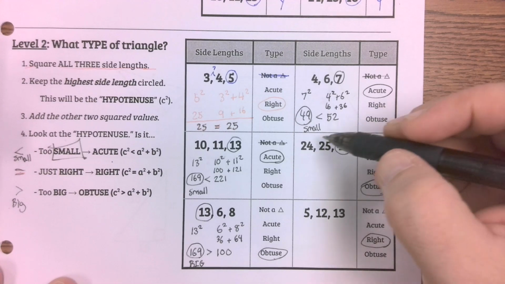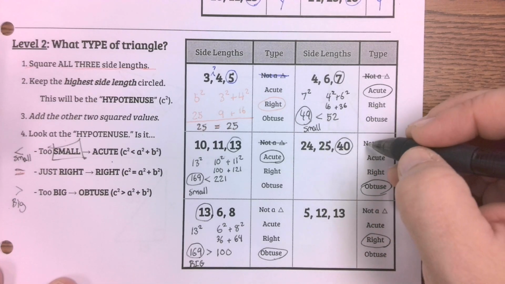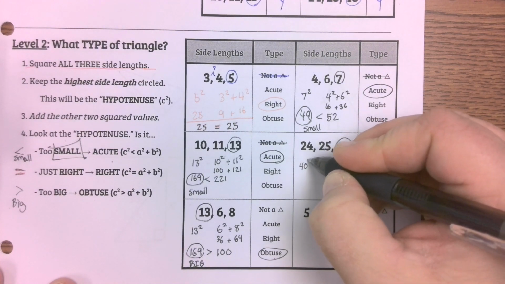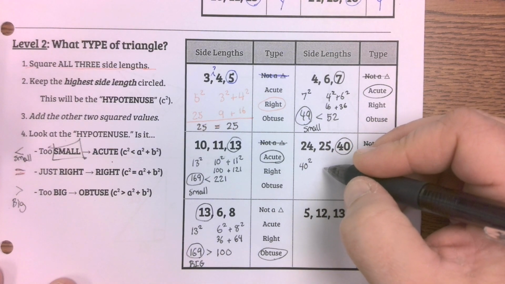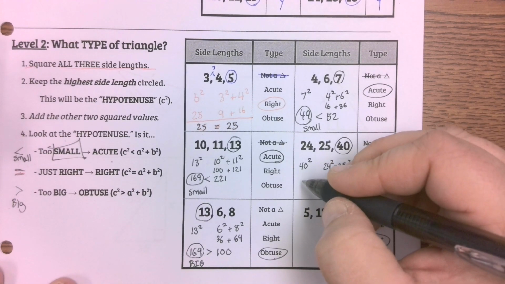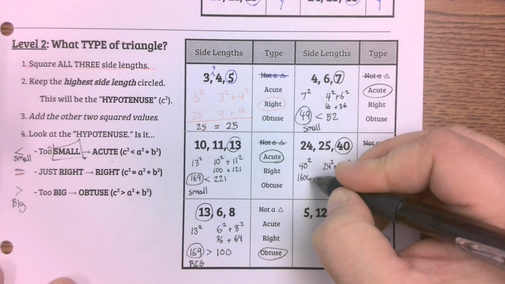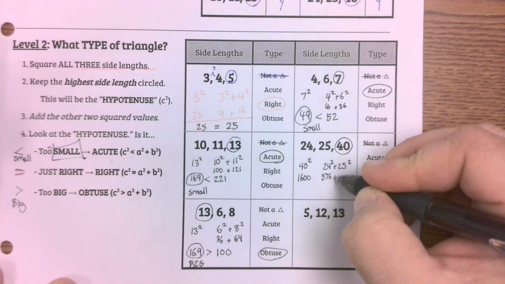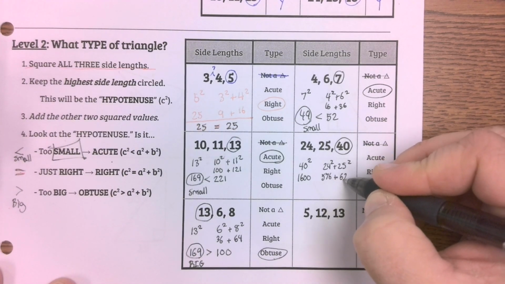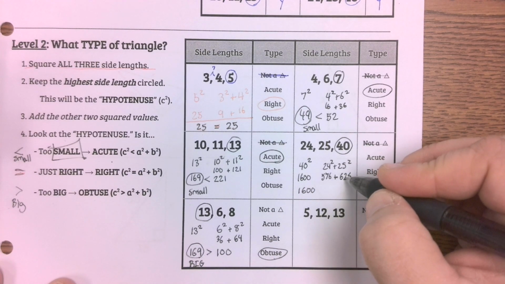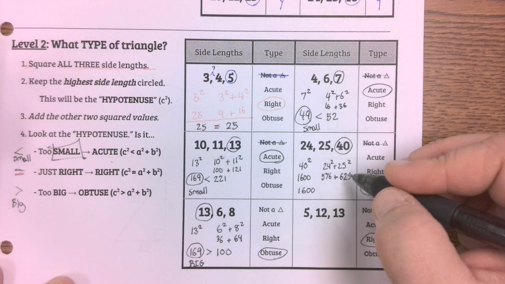This one, 40 was our biggest. These two add up to more than 40, so I know it's a triangle. Okay, 40 squared, and then I would have had 24 squared plus 25 squared. 40 squared is 1600, pretty big one. 24 squared is 576, and you can be using your calculator for this, plus 25 squared is 625. So I'm comparing 1600, and when I add those together, I get 1201.